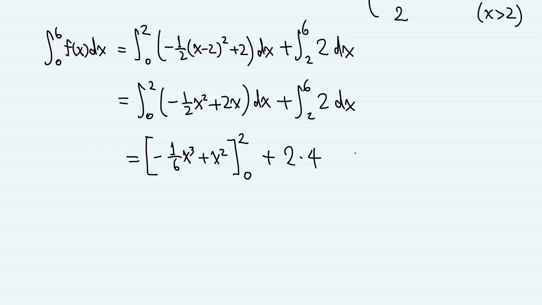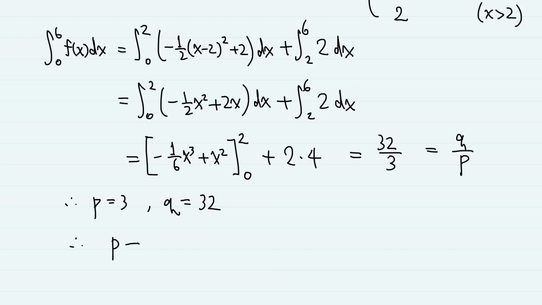So if we calculate this, we obtain 32 over 3, and this is equal to q over p. And since p and q are co-prime natural numbers, we have p equals 3 and q equals 32. Therefore, p plus q is 35. And this is the answer. So this was a really nice calculus problem, also combined with some sort of radical equations, where you have to think about the non-negative conditions related to radicals.